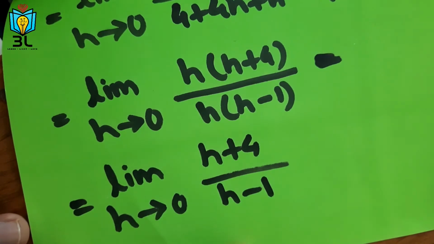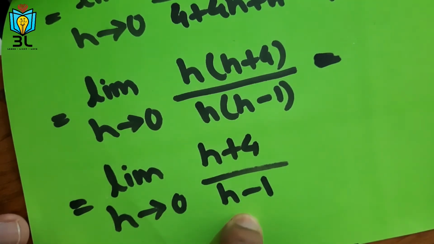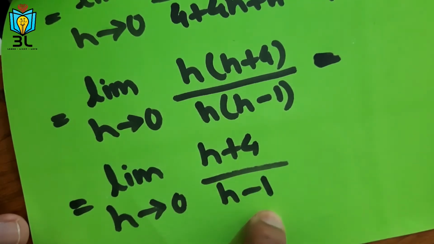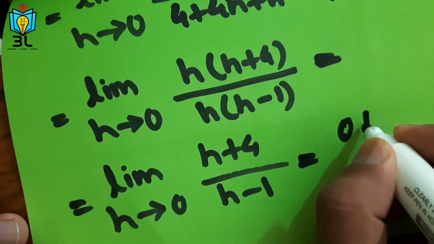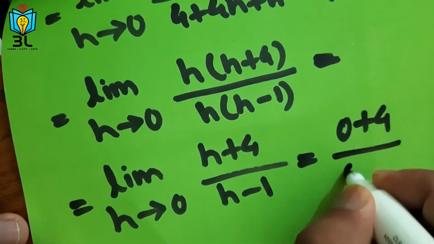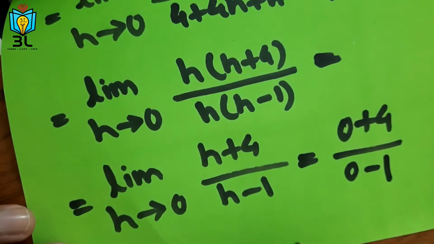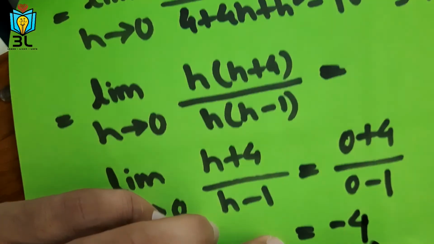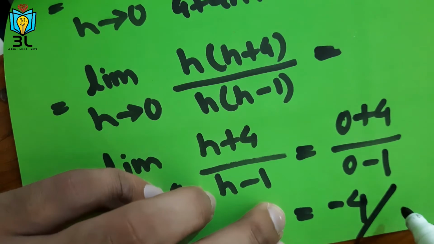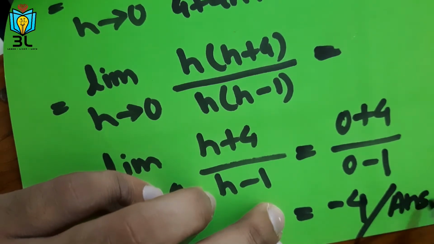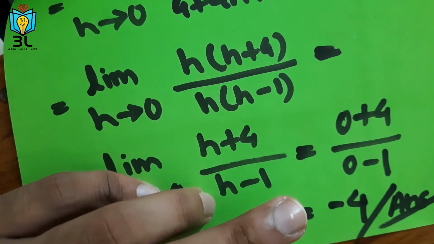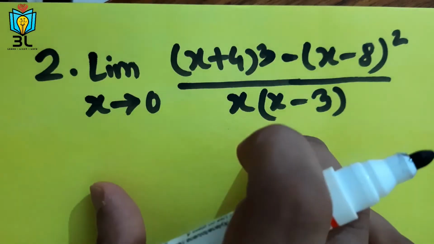So now we can put the value here. If we put this value here, what will we get? 0 plus 4 divided by 0 minus 1. So the result will be minus 4. So this is our answer of this problem. This is the solution of this problem. Hopefully you understood.